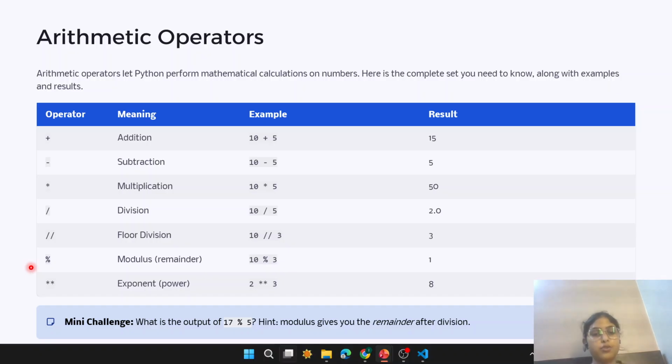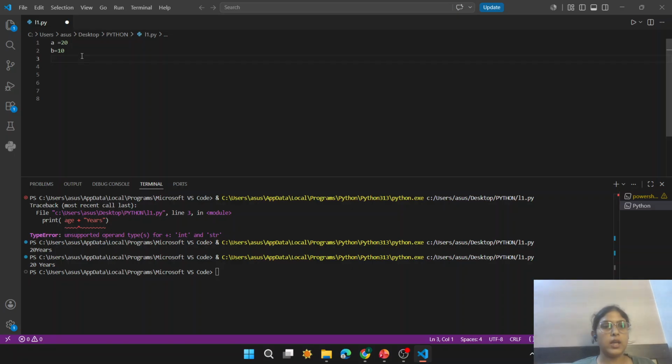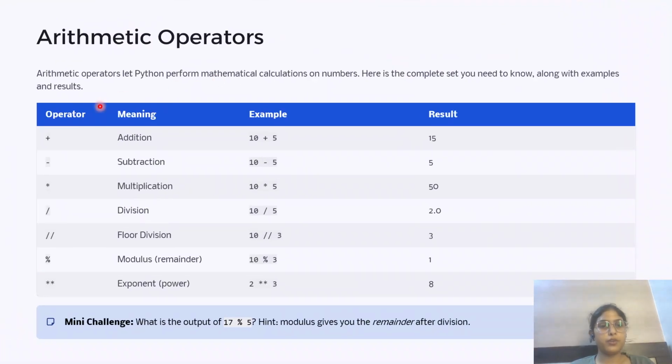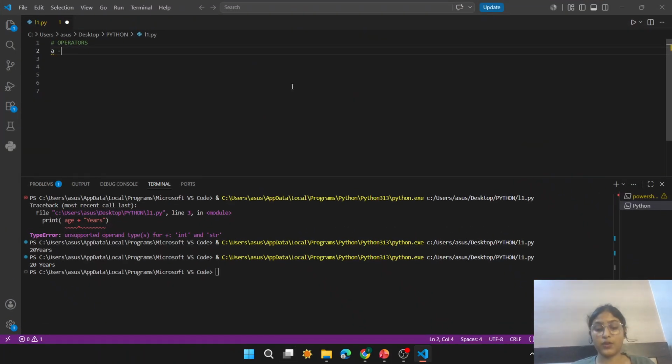So let's move toward our Visual Studio and we'll name this topic operators. Okay, let's start. First we are going to do our first symbol, the addition. As the name suggests, it is very simple. I don't think we have to learn much about it, but still I'm just going to perform it.